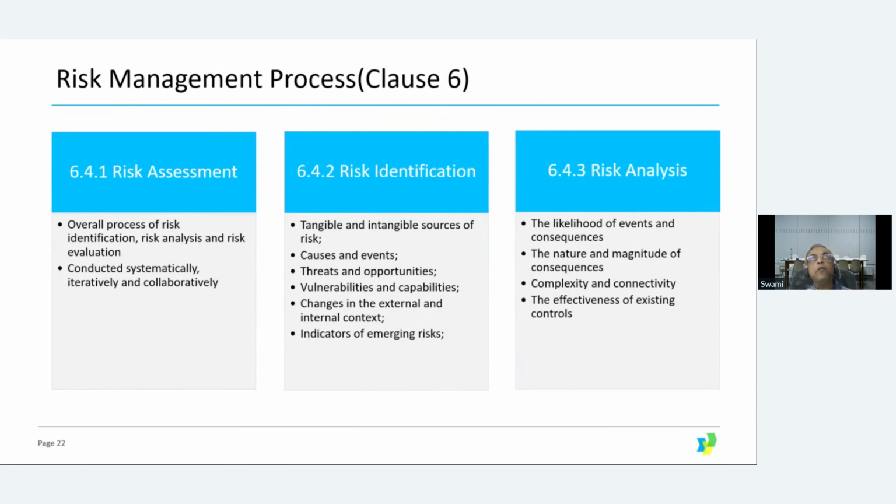First and foremost, we need to understand that some risk exists. So those risks need to be identified, and the risk can have tangible sources. We need to understand the causes and events for that, and also identify the threats and opportunities, the vulnerabilities and the capabilities that we have. Based on that, the risks are to be identified, along with changes happening in the external and internal context of the organization, and the indicators of possible risks based on whatever information we are getting from the external world. All that needs to be considered while identifying the risks.